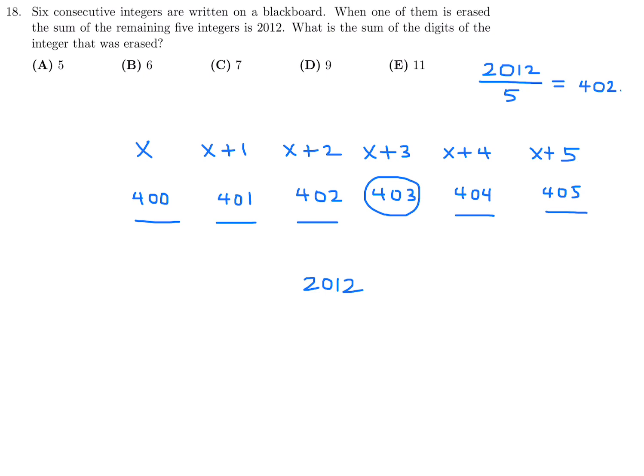So they're saying, what is the sum of the digits of the number that was erased? Well, this was the one that was erased. It was the one that was taken out. And the sum of the digits is 4 plus 0 plus 3, which is 7. So number 18, the answer is C.